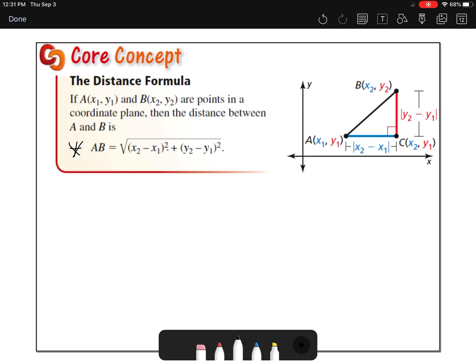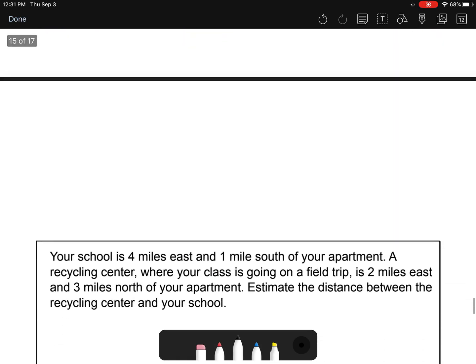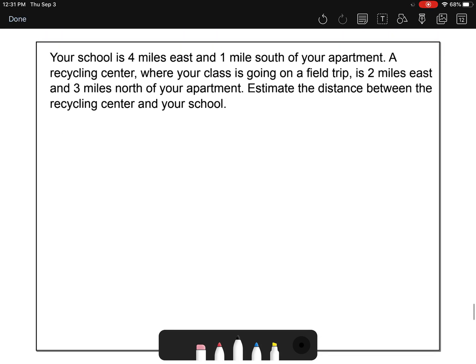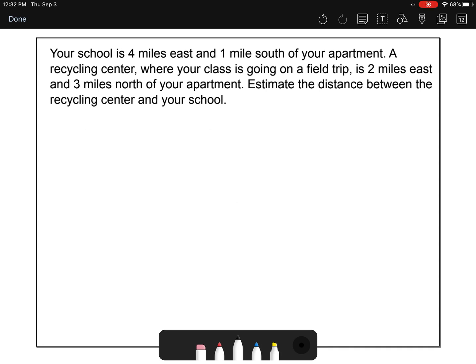Look at the formula. You're going to subtract the x's and square it. Then you're going to subtract the y's and square it. And then you're going to add. So most of us have this formula memorized. If not, that's okay. We're going to do it right now.